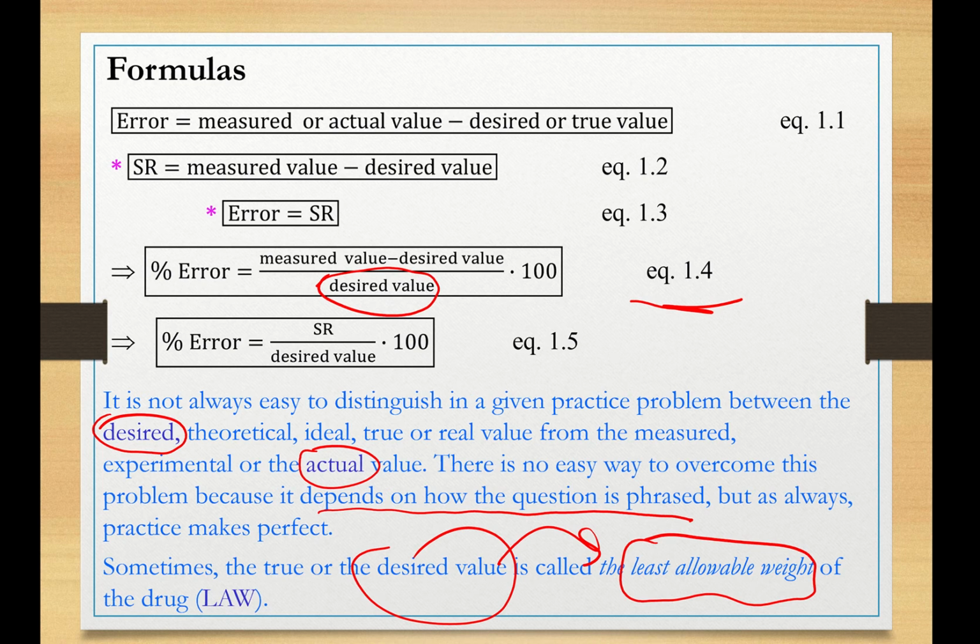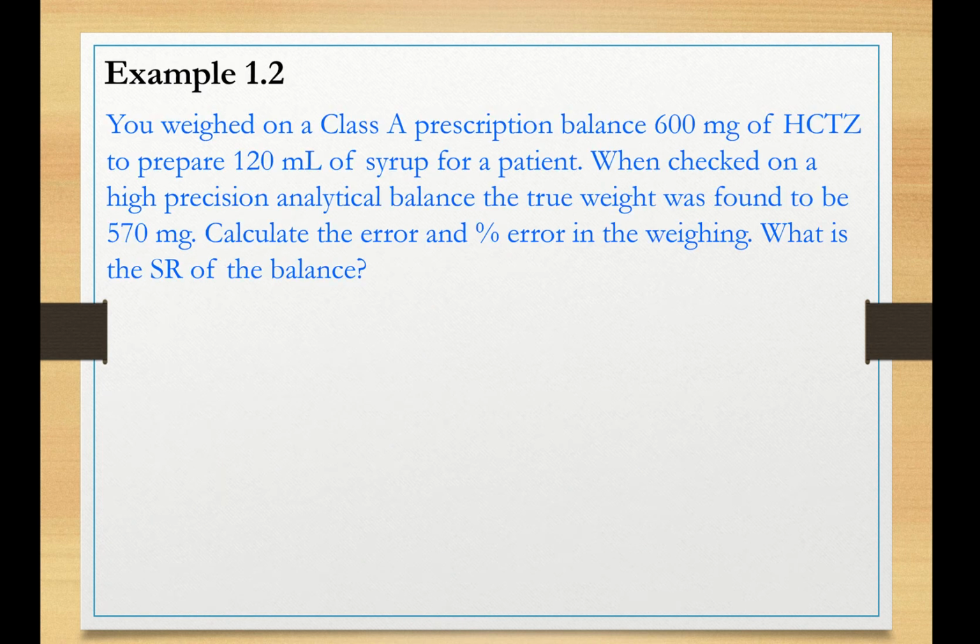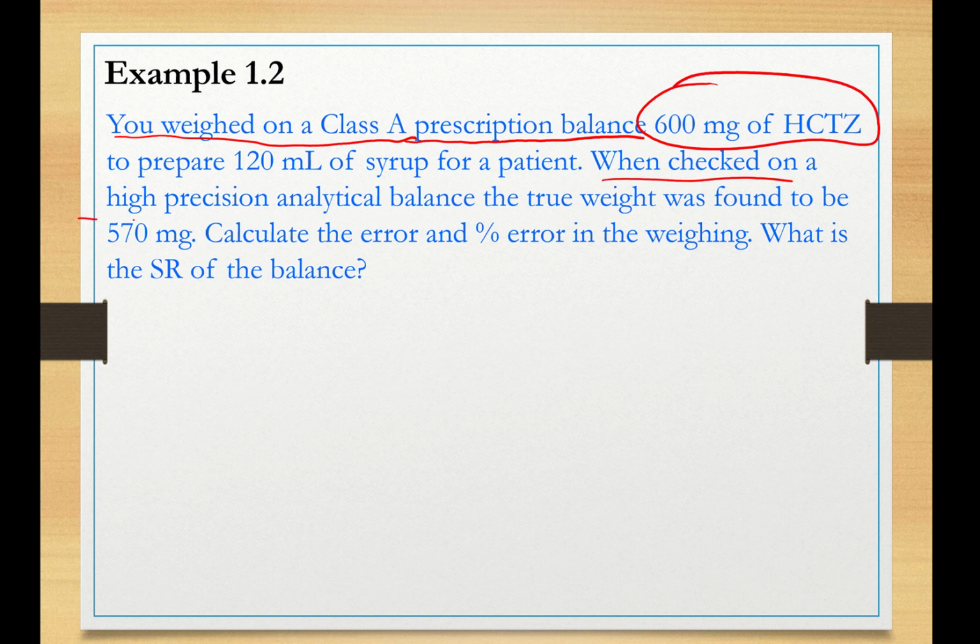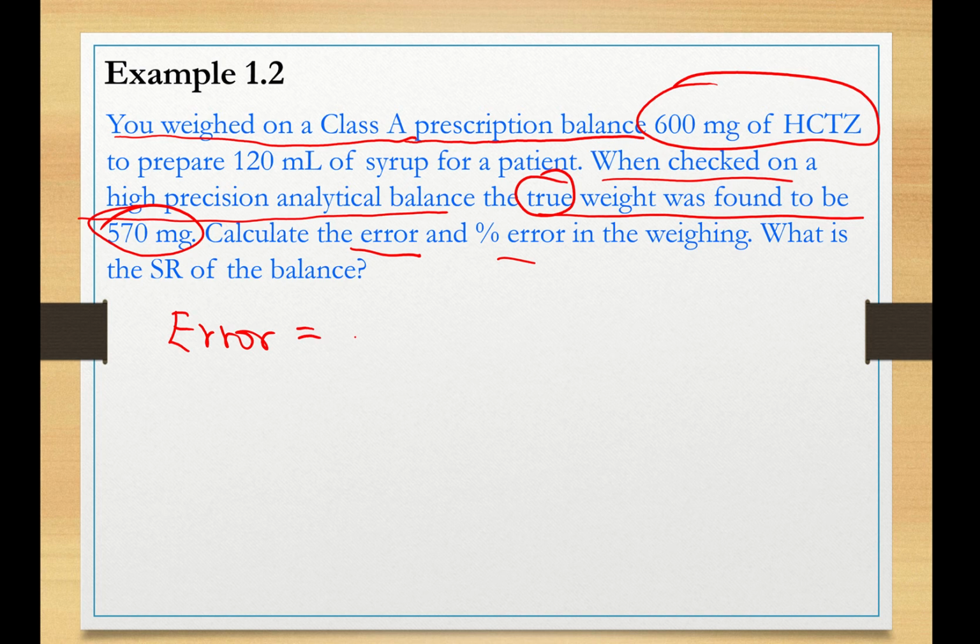Let us take a look at this particular problem before we forget, in example 1.2. So in this example, you weighed on a class A prescription balance 600 milligrams of HCTZ. When checked on a high precision analytical balance, the true weight was found to be 570 milligrams. Calculate the error and percent error. So first we write the equation for the error, which is equation 1.1, and that's the actual value minus the desired value. The question here is which one is which? Which one is the desired value and which one is the actual value?